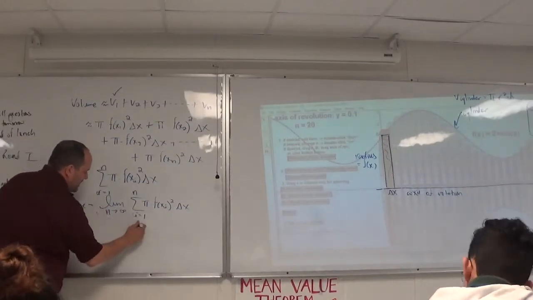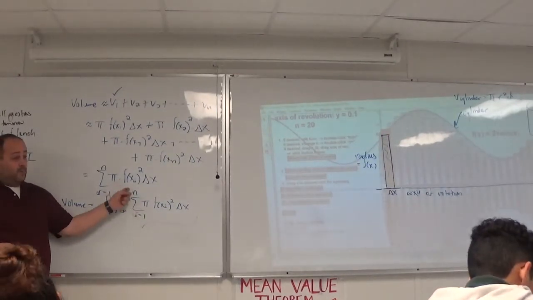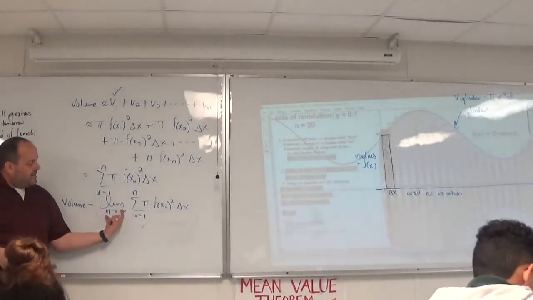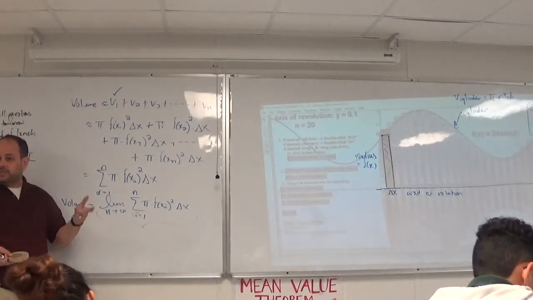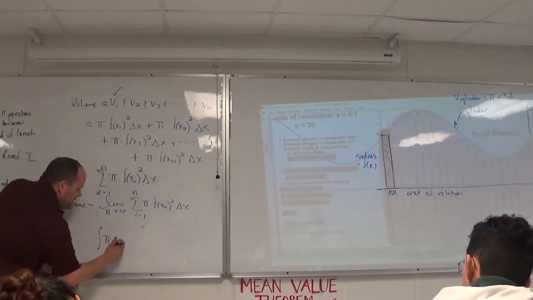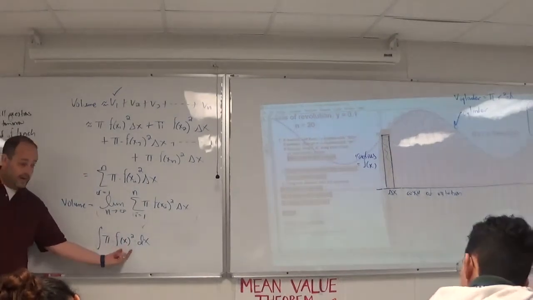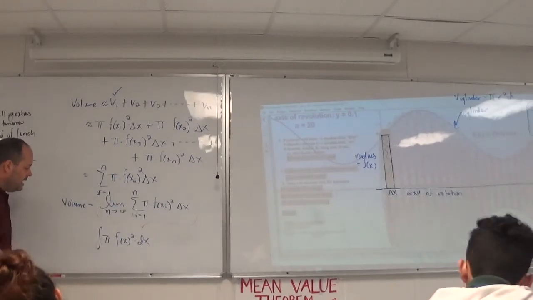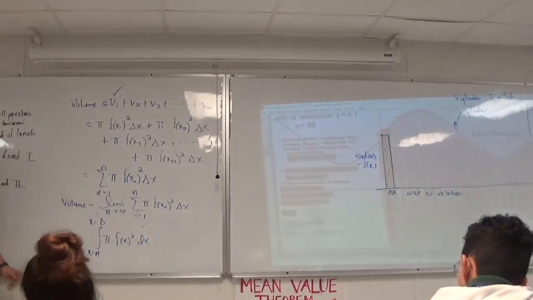Now, this is where I'm going to wave my hands a little bit and kind of cheat. When you take this limit as n approaches infinity of the sum from 1 to n, what happened with area? This got replaced with the integral sign, because the integral means add them all up. So now you're going to integrate pi times your function squared times dx. Pi, radius squared, times the height. And then where do you integrate from? From wherever you start to wherever you end.